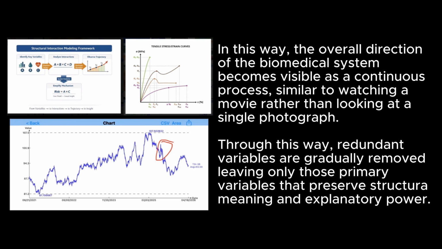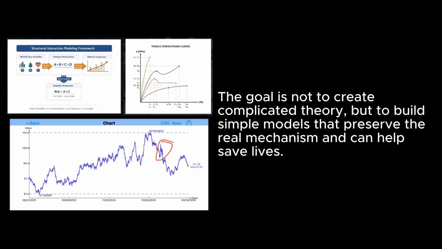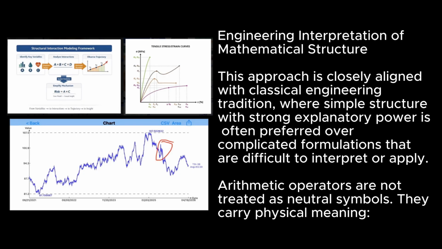Through this way, redundant variables are gradually removed, leaving only those primary variables that preserve structure, meaning, and explanatory power. This reasoning style consistently prefers few variables, clear mechanism, thematic meaning, and physical interpretability over many variables, statistical fitting, and black box correlation. The goal is not to create complicated theory, but to build simple models that preserve the real mechanism and can help save lives. Engineering interpretation of mathematical structure.